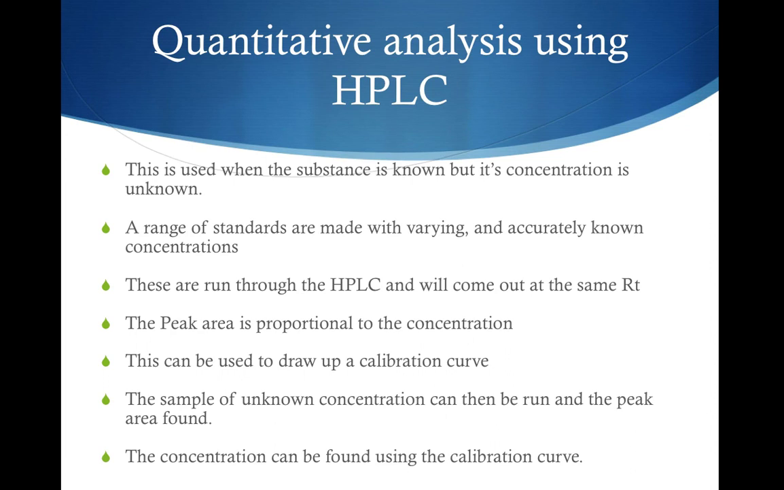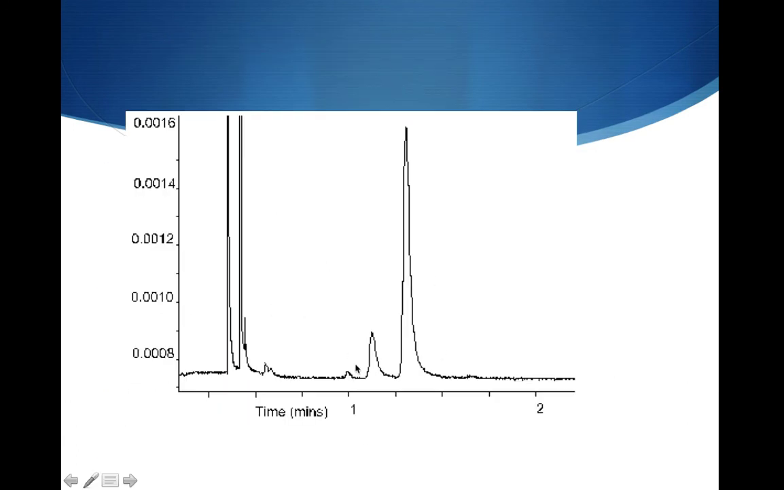The other thing we can do is quantitative analysis. We know the substance we've got in there, but we don't know its concentration. This would be very similar to AAS and UV-Vis. We know what we're doing, we know what we've got, we just don't know its concentration. So we make our standards, and we run them through the HPLC and they'll come out with the same retention time because they're the same substance. But what will change is how big this peak is. The area under the peak is proportional to the concentration.